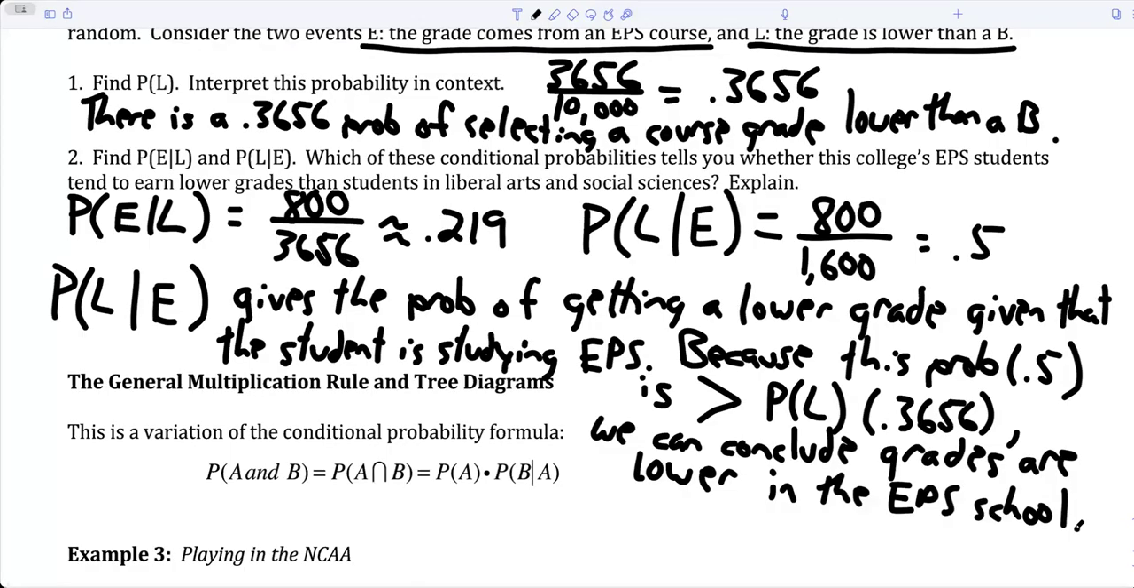And that leads us to this. It's called the general multiplication rule and tree diagrams, which we're going to look at in just a second. So that says the probability of A and B is the probability of A intersection B, which is the probability of A times the probability of B, given the fact that A has already occurred. Okay, so let me explain that with an example.